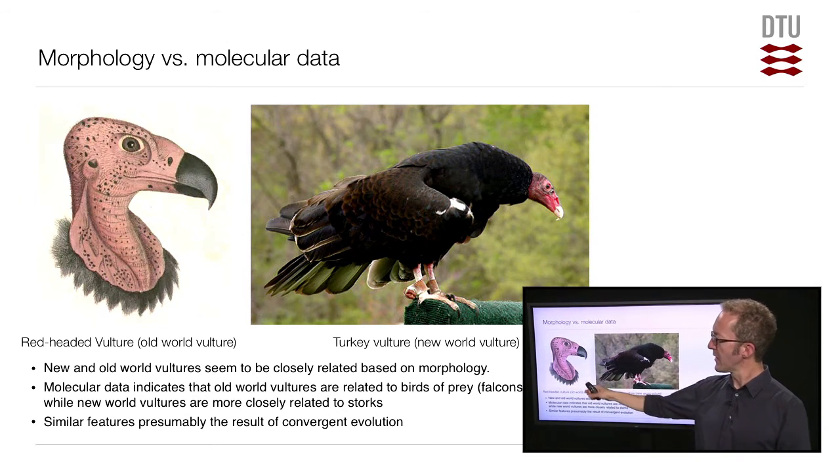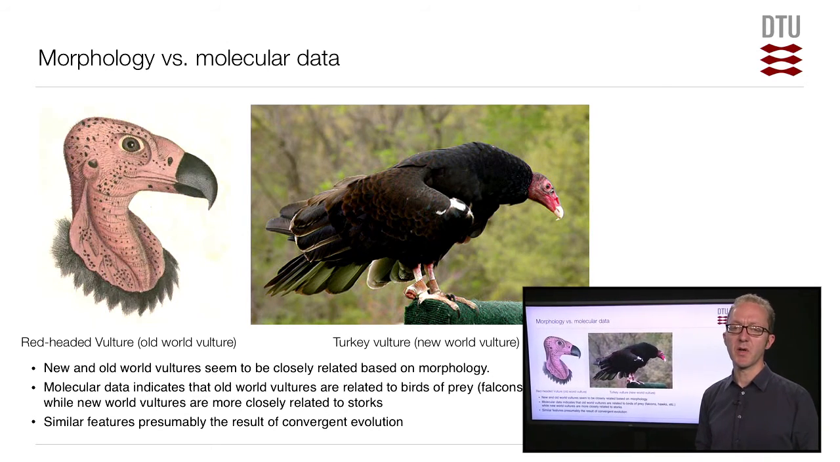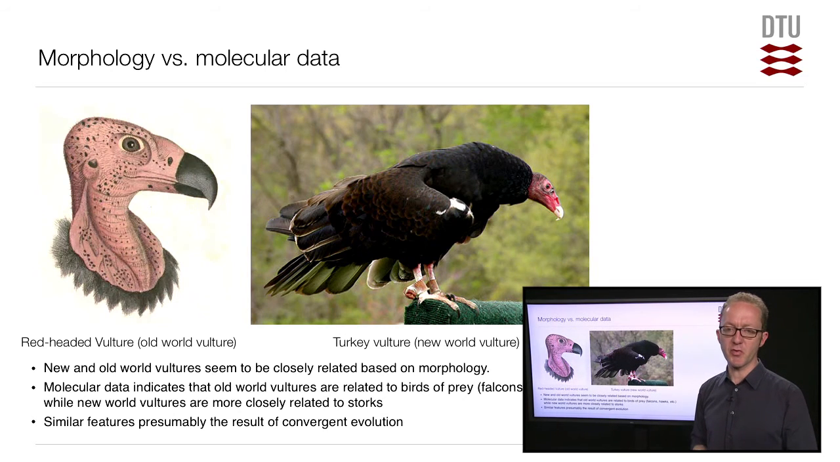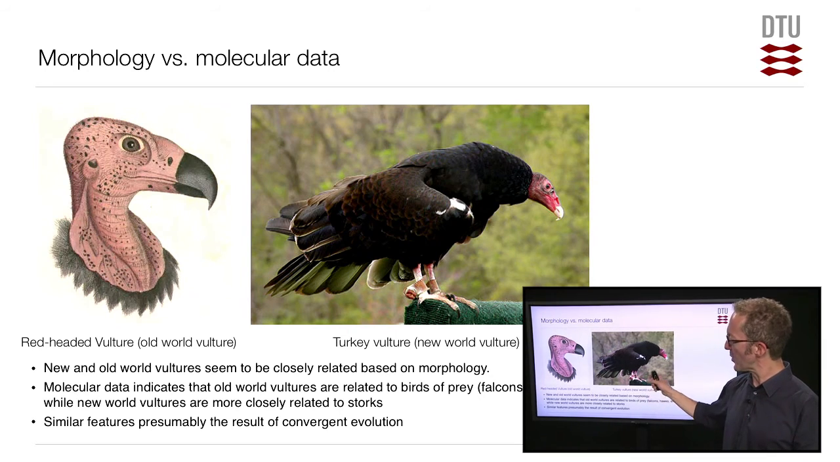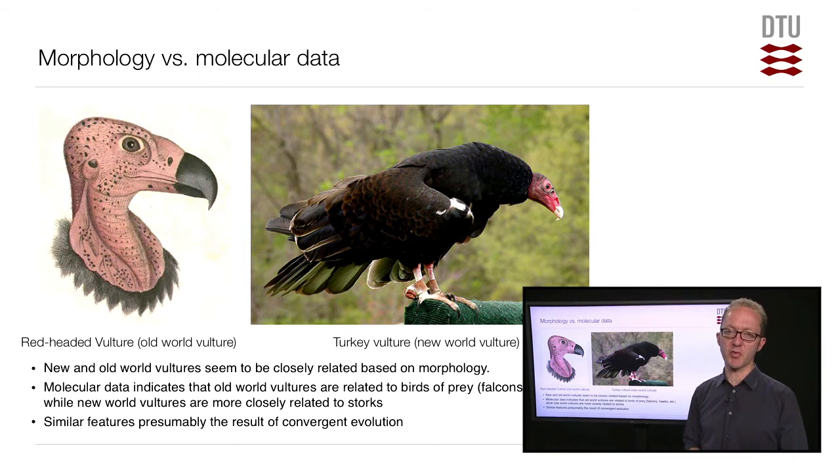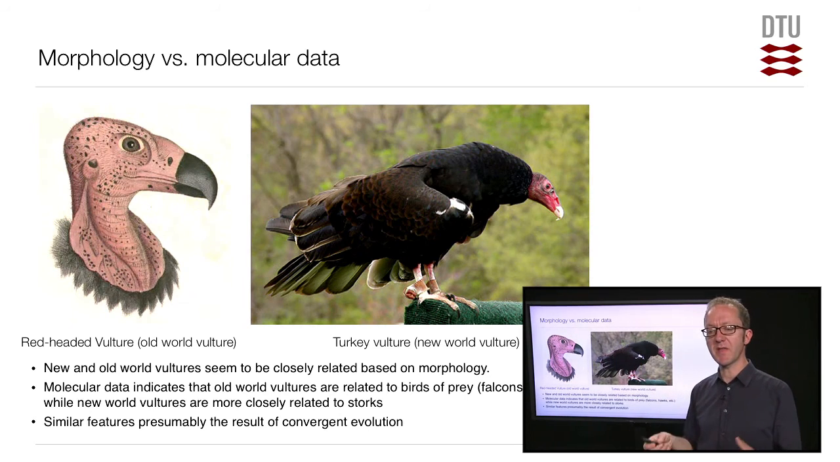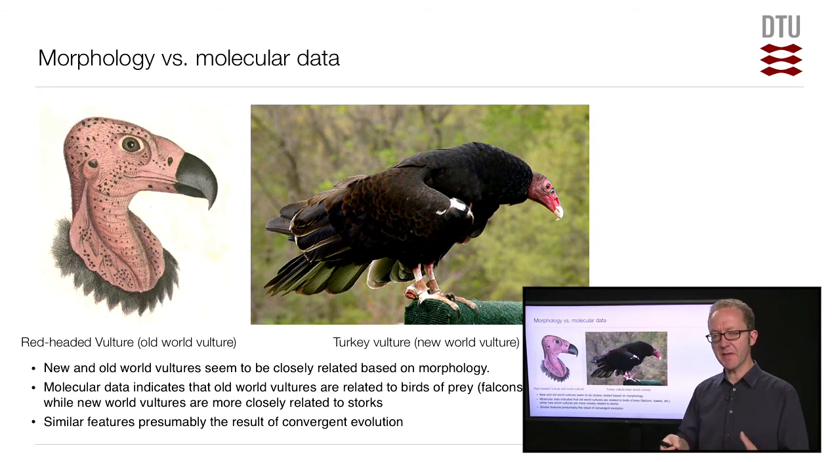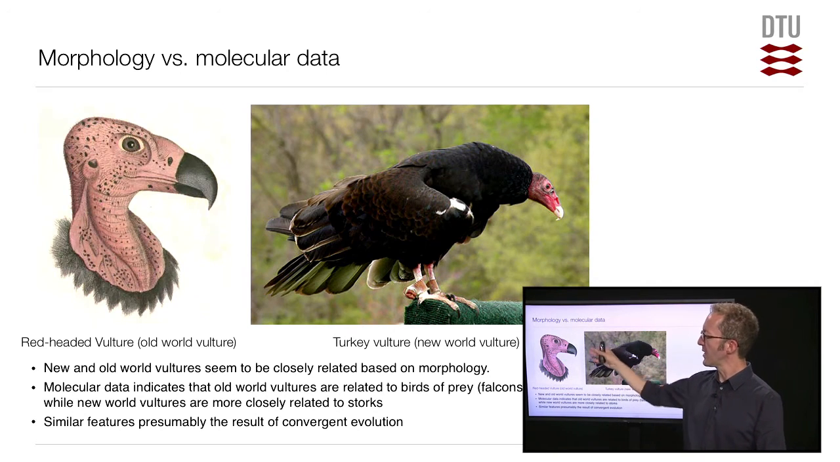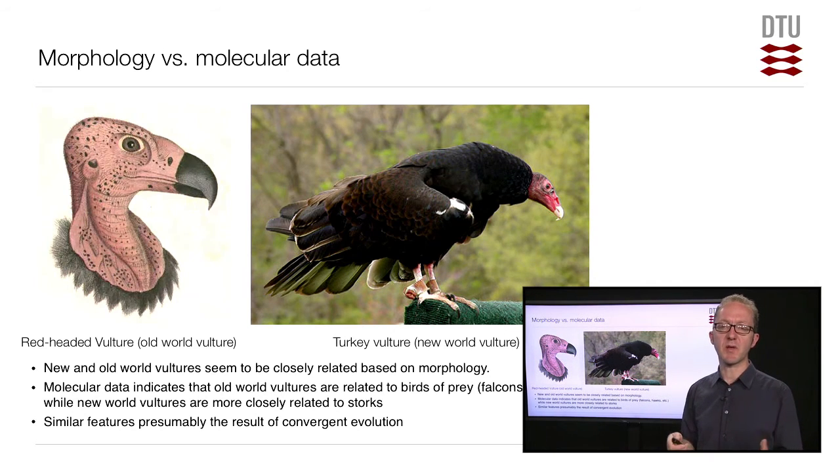relatives. Instead, the Old World vultures, like this one, were more closely related to birds of prey, such as hawks and falcons and eagles, while the New World vultures were more closely related to storks. The reason they look so similar is that they have the same lifestyle, they are under the same selective pressure, and therefore they end up finding, in essence, the same solutions to the problem that they're trying to solve.